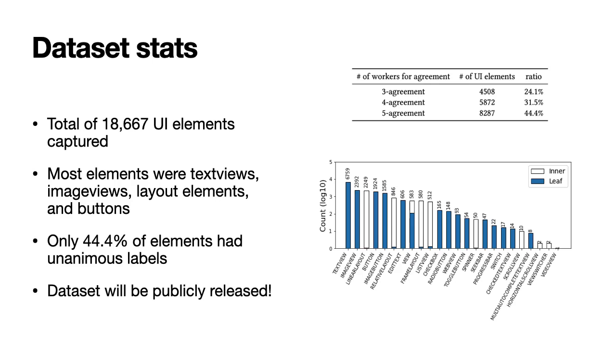Our dataset captured 18,667 unique UI elements from Android application screenshots. Most of these elements were typical UI features like text, images, buttons, and layout blocks. Notably, the majority of elements in our dataset had some level of ambiguity in their labels, and almost a quarter of them were split by a 3-2 vote. We're excited to share that this dataset will be publicly released on GitHub. The link is in the paper.